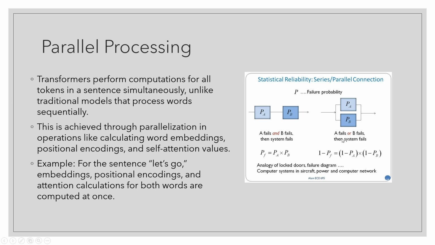Or if A or B fails, then the system fails. So basically, this is a little bit less, because only one has to fail. Okay, so in this example, if only one goes, then the system does not collapse. But in this case, if only one fails, then the whole system fails.